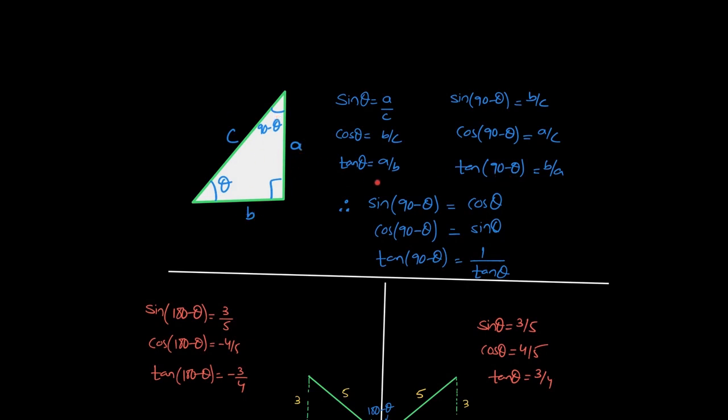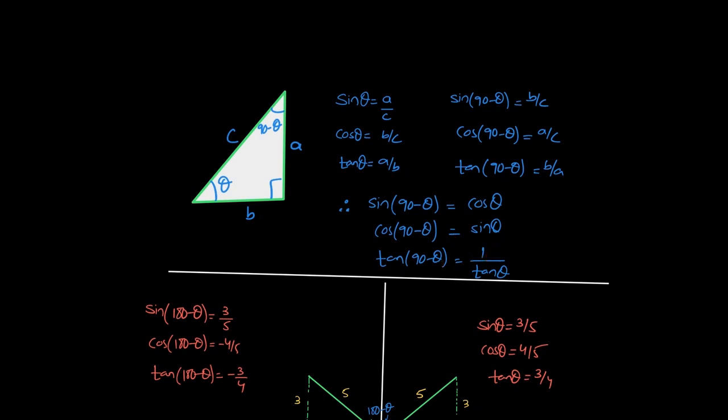be B over A. And if you just compare it, sin theta's value was A over C and cos 90 minus theta's value is A over C, which means sin theta is same as saying cos 90 minus theta, and sin 90 minus theta has the same value as cos theta, B over C. So this becomes your identity, that sin 90 minus theta is equal to cos theta, cos 90 minus theta is sin theta. And if you look at the ratio of tan theta and tan 90 minus theta, they are just the reciprocal of each other. Therefore, you can say that tan 90 minus theta is same as saying 1 over tan theta.